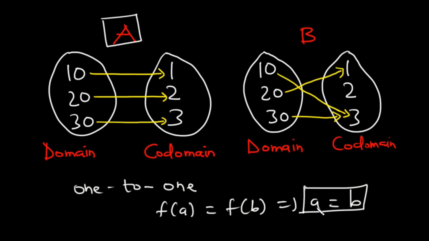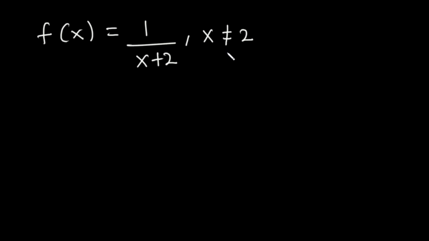So let's solve some examples. How do we prove that the function f of x, which is equal to 1 over x plus 2, where x is not equal to 2, is one-to-one? Now, to solve this problem, we need to equate f of a to f of b. Now, f of a means that wherever you see x in f of x, we replace it with a. And for f of b, wherever we see x, we replace it with b.